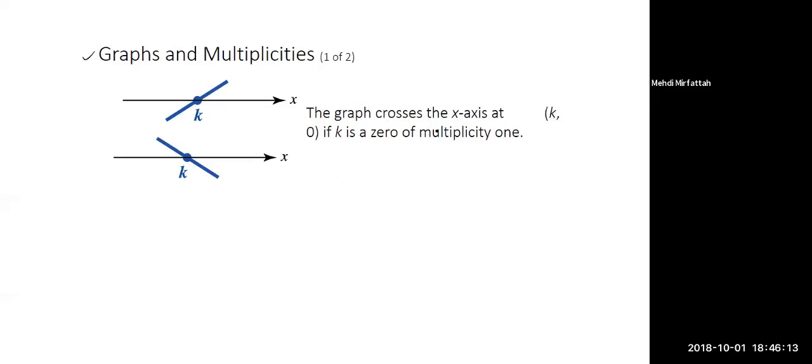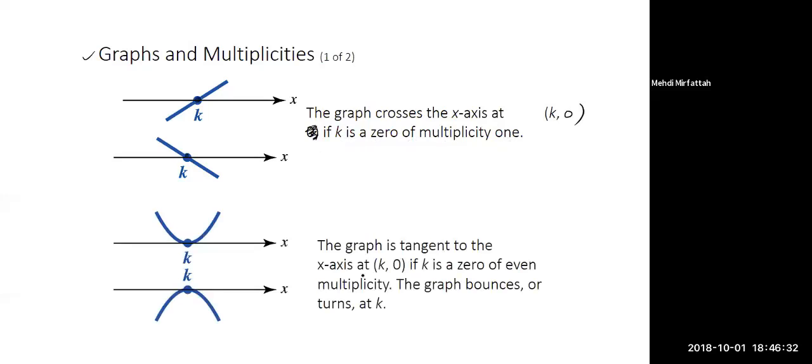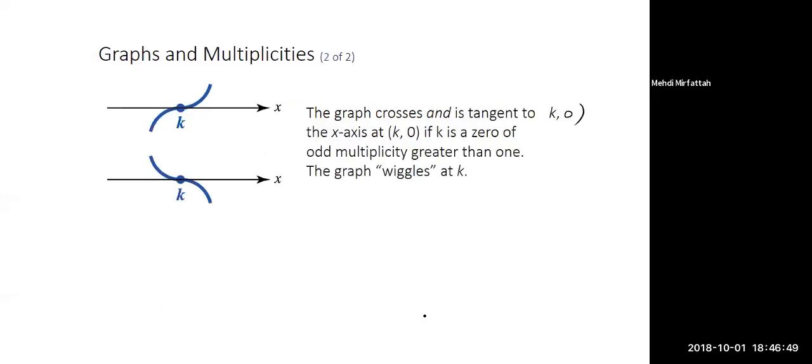The graph crosses the x-axis at (k, 0) if k is a zero of odd multiplicity. The graph is tangent to the x-axis at the point (k, 0) if k is a zero of even multiplicity. Okay? If it's odd, it looks like that. The graph crosses and is tangent to the x-axis at this point if k is a zero of odd multiplicity greater than 1. Okay, so it kind of wiggles at this point k.